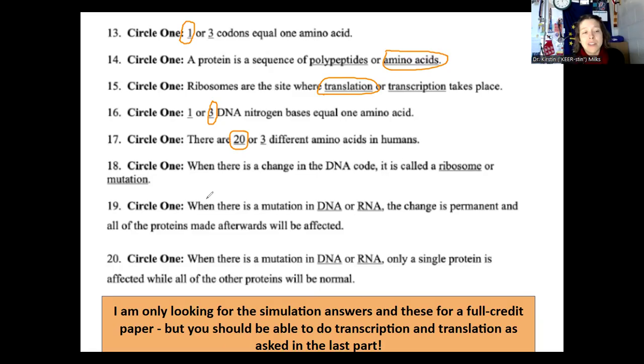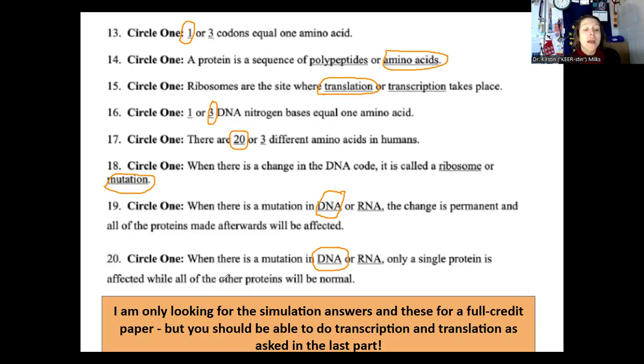What's it called when there's a change in the DNA code? That is a mutation. Okay, and I'm just going to tell you these so you have these facts in your notebook. Remember, your notebook or your binder is like how we're making the textbook. When there's a mutation in DNA, the change is permanent, and all of the proteins made afterwards will be affected. And also, when there's a mutation in the DNA, only one gene is affected. All the other genes are still there. Sometimes how you turn genes on and off has changed, but the important part here is a mutation affects only one protein.